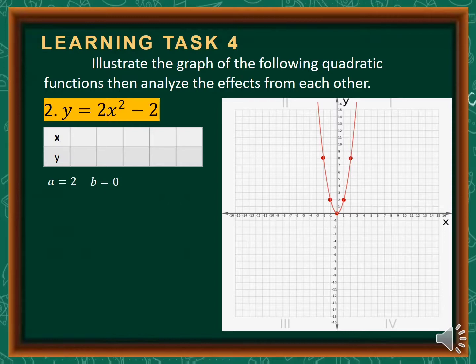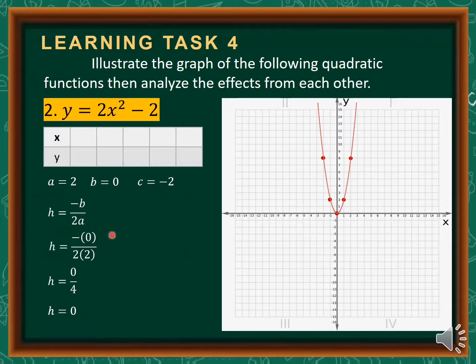Meron tayong constant term dito. So, negative 2. If you notice, from our original equation, yung y is equal to 2x squared, naging y is equal to 2x squared minus 2. Nadagdagan siya ng constant term. Now, let us find the HK. So, h is equal to negative b, which is 0, over 2 times a, 2 times 2, 4. So, we have 0 divided by 4 is equal to 0. So, h is 0. How about the k?